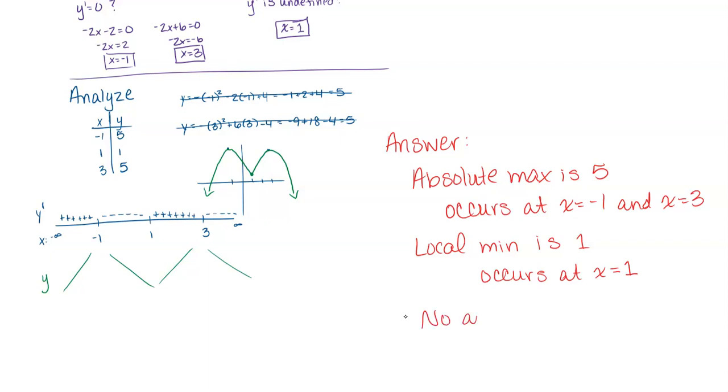And there is no absolute minimum because this goes down in both directions. And we weren't guaranteed to have an absolute minimum because the conditions of the extreme value theorem were not met here because we don't have any endpoints.